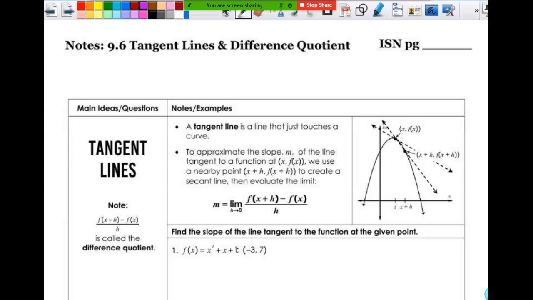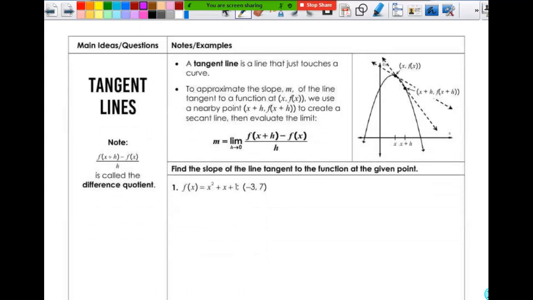Alrighty. So we're going to look at tangent lines and difference quotient. Huge part of the beginning of calculus, whether you're taking AB or BC, or you're taking it on a college campus and you're taking Cal 1, doesn't matter. Everybody's starting with this because you've got to have this, because you're going to use it a lot.